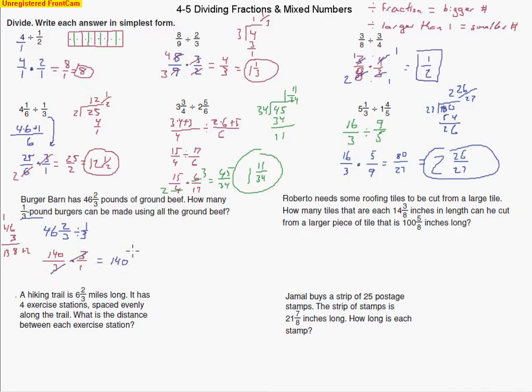But what does that represent? Is it pounds? Burgers? What is it? Well, let's see what we're trying to do. How many 1/3 pound burgers can be made? Well, 140 of them. So 140 1/3 pound burgers.